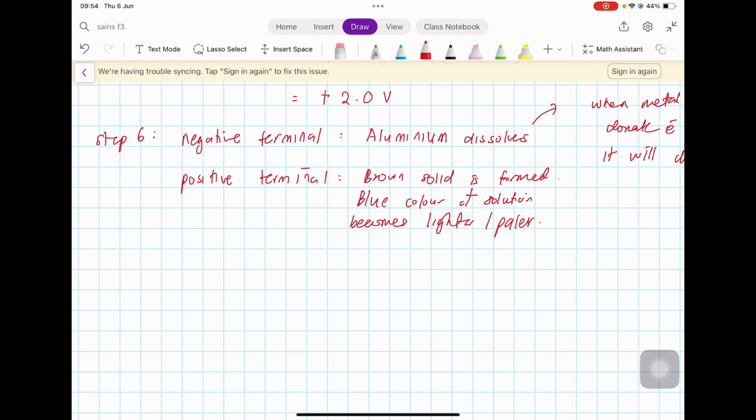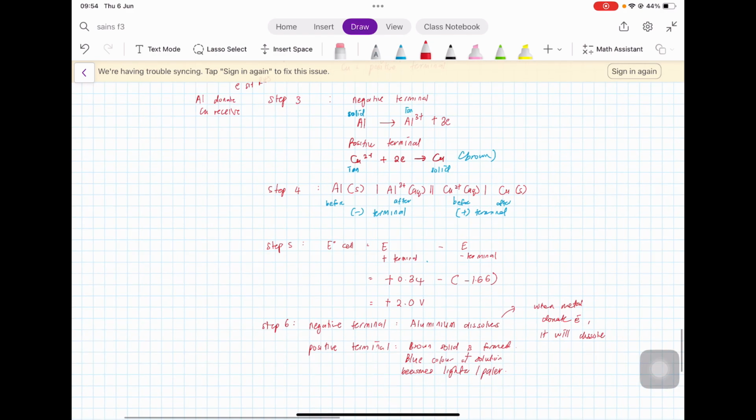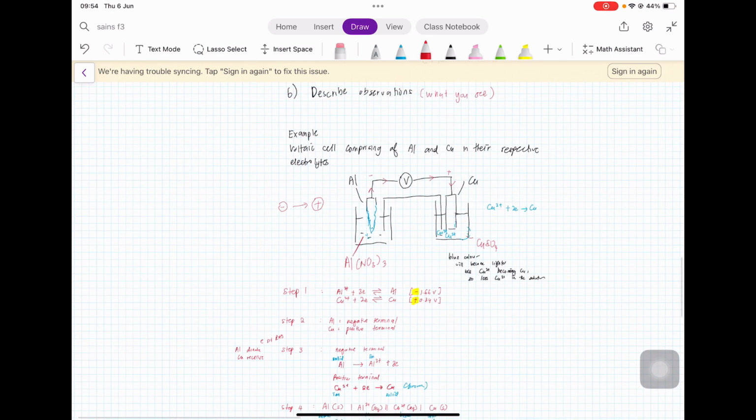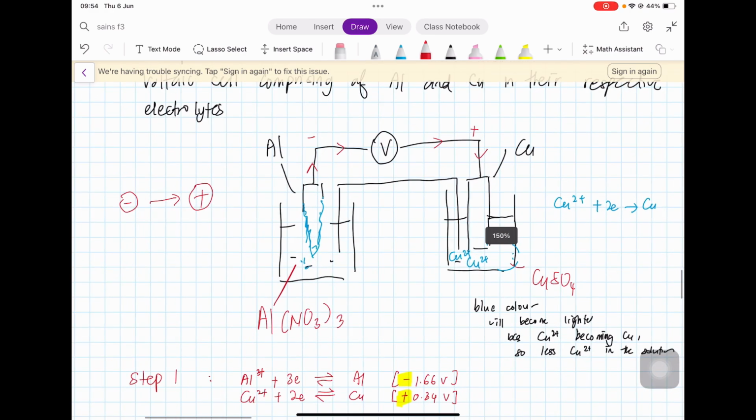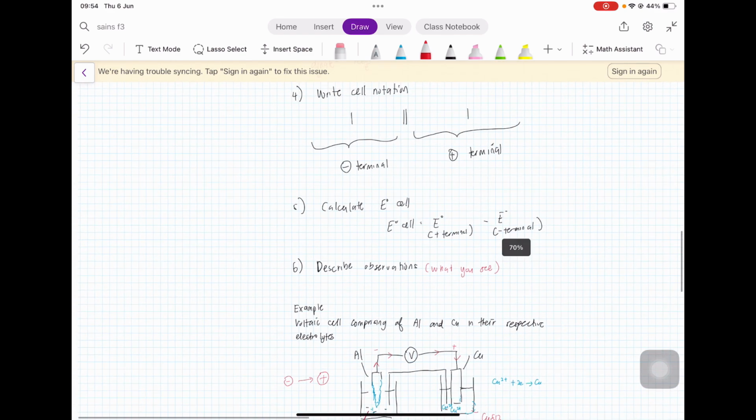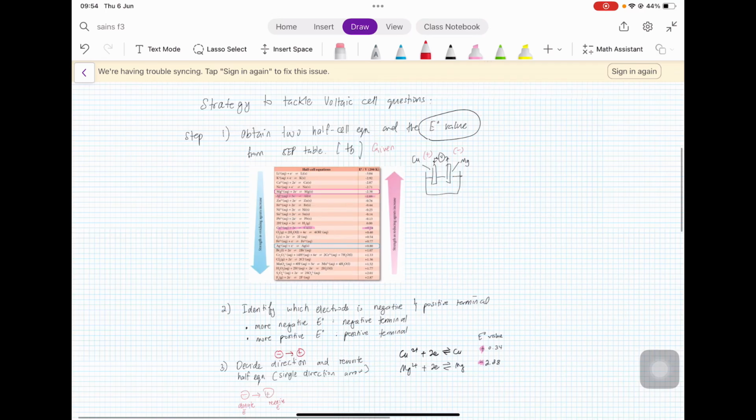Okay, can you understand? So that's it, our 6 steps to approach the voltaic cell. Any voltaic cell you can solve now. Okay, so I will give you some difficult questions. Not difficult, but there are 2 electrolytes and so on. This is a bit more complicated than a simple cell. Okay, so that's it.